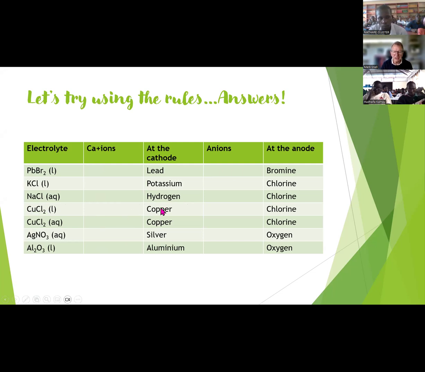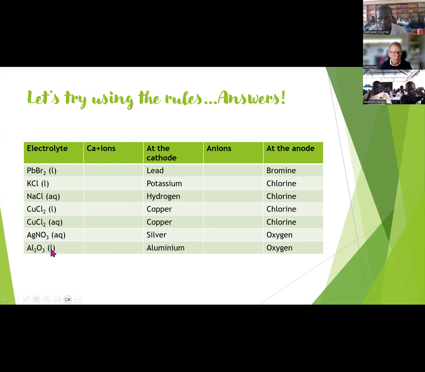Molten copper chloride must be just copper and chlorine. Aqueous, it's copper again because copper is below hydrogen in the reactivity series. Chlorine. Silver nitrate, silver very unreactive below hydrogen, and therefore it's silver, and oxygen because there is no chloride.